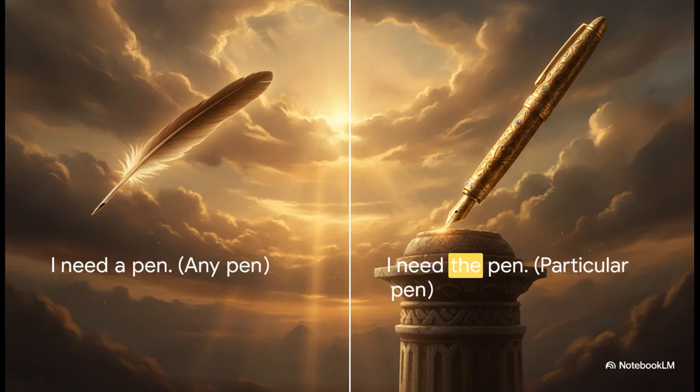If you say a pen, you're saying, hey, just give me anything that writes. A cheap plastic one from the bottom of your bag is totally fine. But if you say the pen, you are pointing to a very specific object. You're signaling that there's only one pen that matters right now, maybe that fancy fountain pen on the desk for a big contract. Articles don't just make our grammar correct, they make our communication beautifully precise.